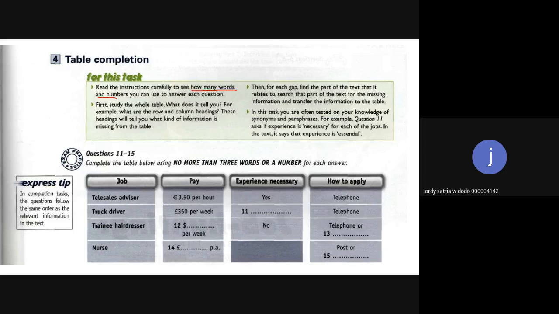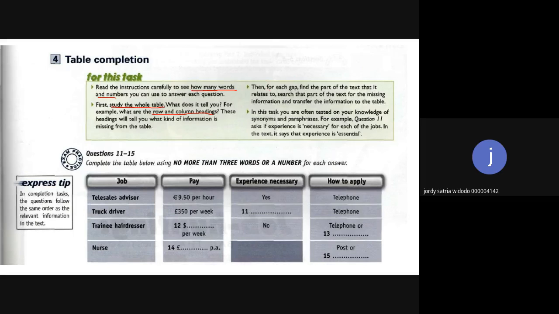And then first, study the whole table. You need to read the whole table at first. What does it tell you? For example, what are the row and column headings? You need to read the row and column headings, and these headings will tell you what kind of information is missing from the table. Later, there will be a lot of blanks in the table. Now, your task is to find the information that can fill in the context of the blank words in the table.